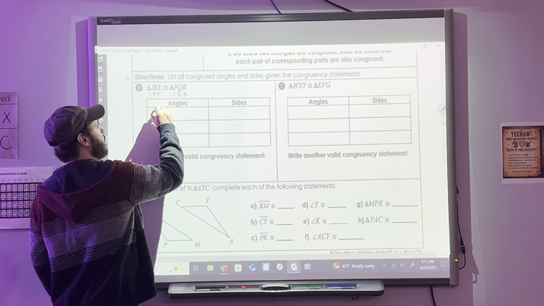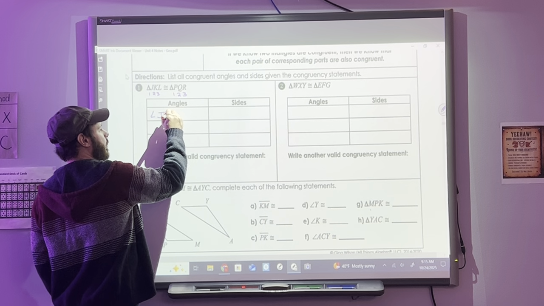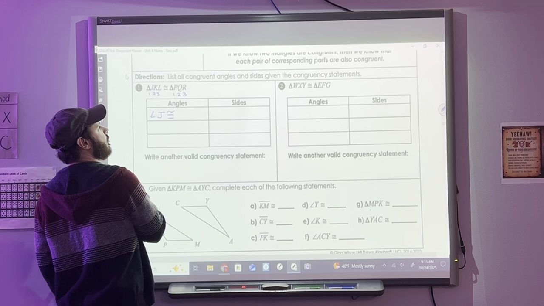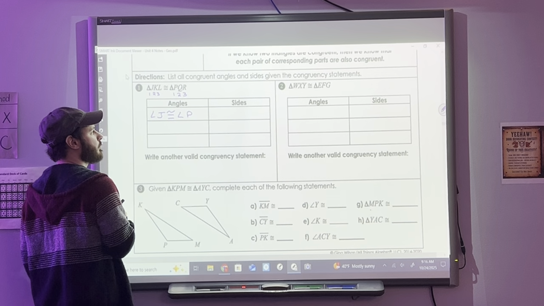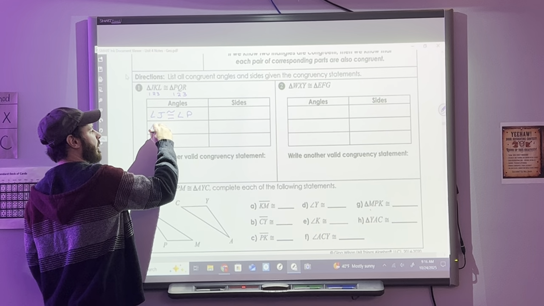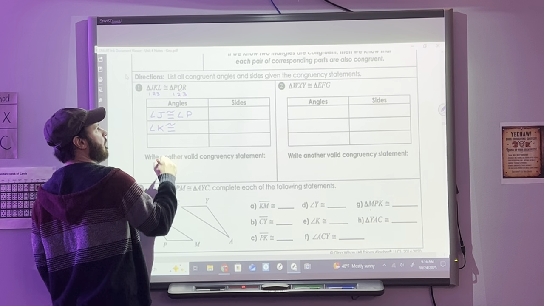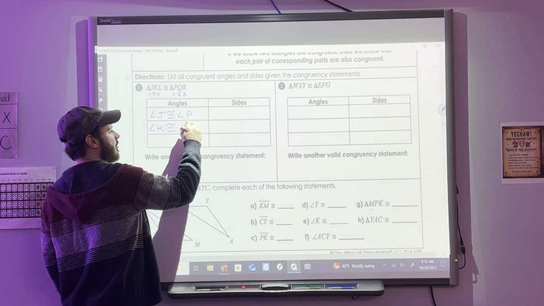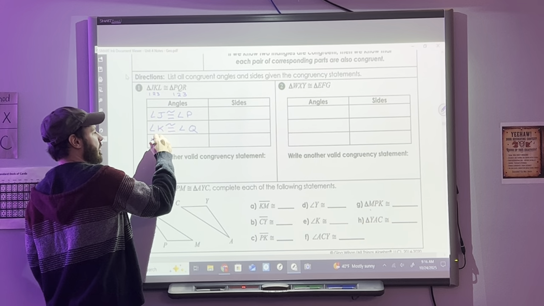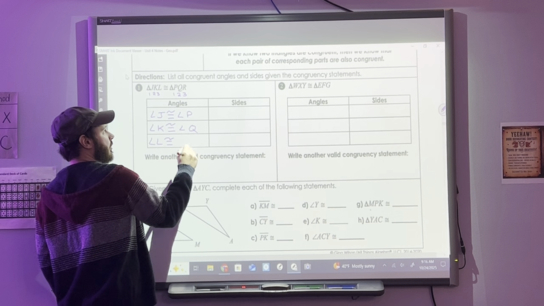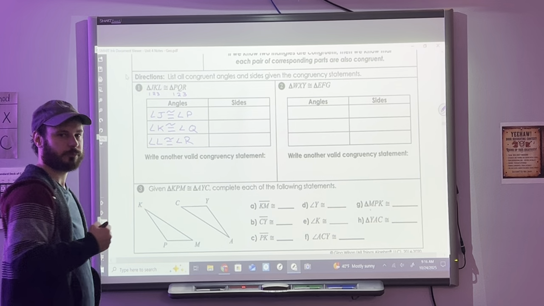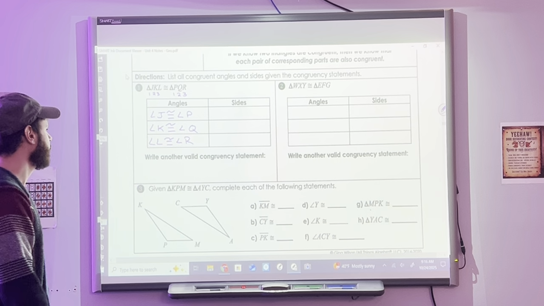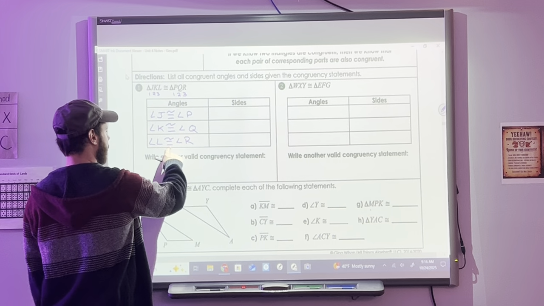Here, angle J is congruent to the other number 1, angle P. Angle K, which was number 2, is congruent to the number 2 over there, which is angle Q. And lastly, angle L is number 3. It's congruent to number 3, angle R. It can be reversed. It could be R is congruent to L, doesn't matter.